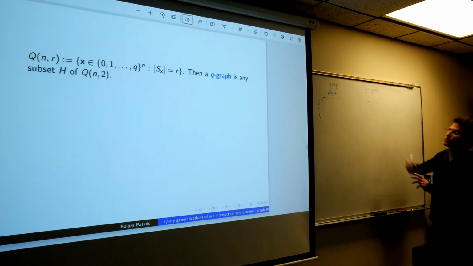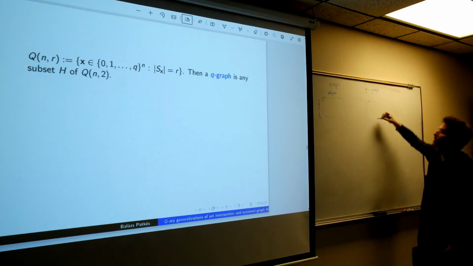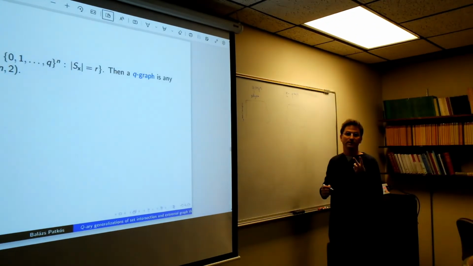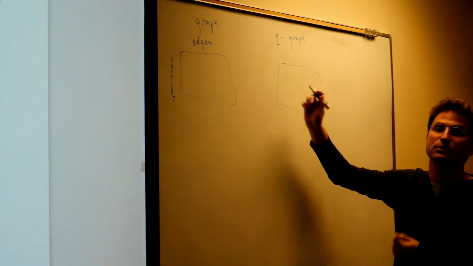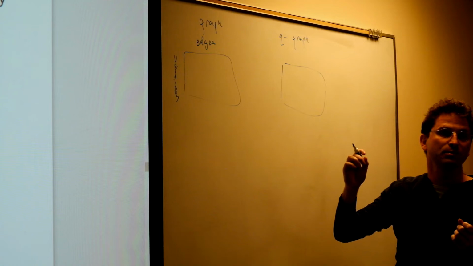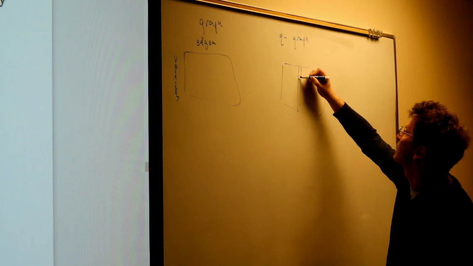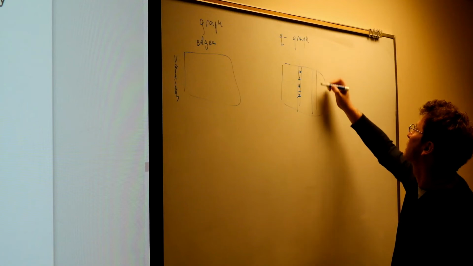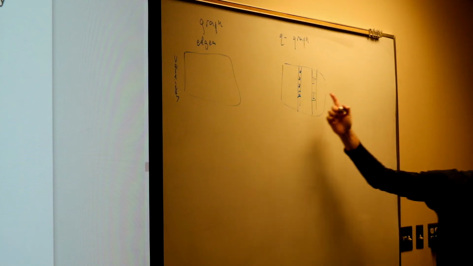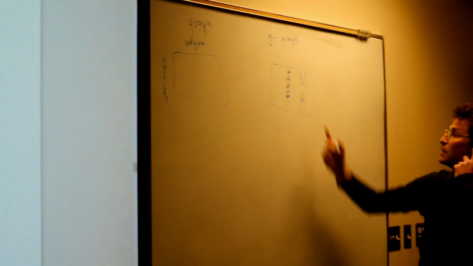Now I want the same for a Q graph. It's just that every column should have exactly two non-zero entries, and all the columns should be different. And the entries should come from 0 through Q. So, I don't know, here I can have a 3 and a 4, and otherwise 0. And then, of course, I can have a 4 and a 2. Same, that's fine, because they are different rows, different columns.